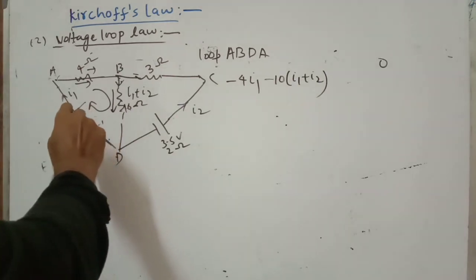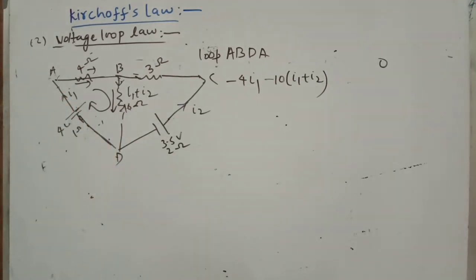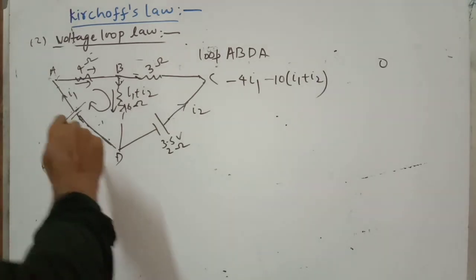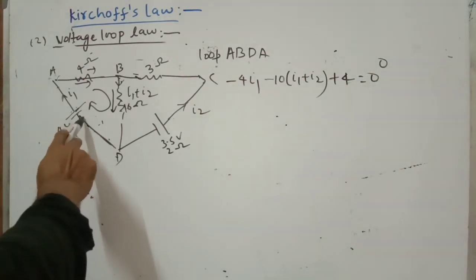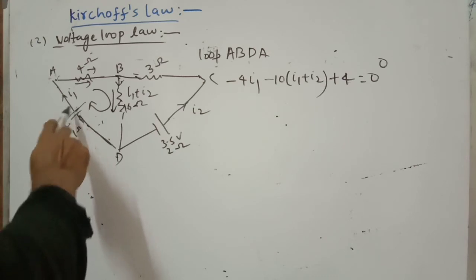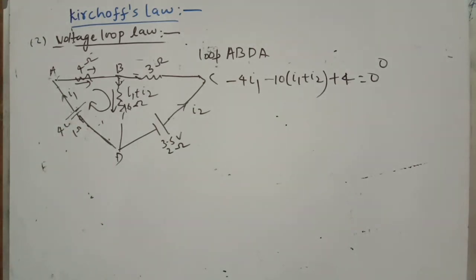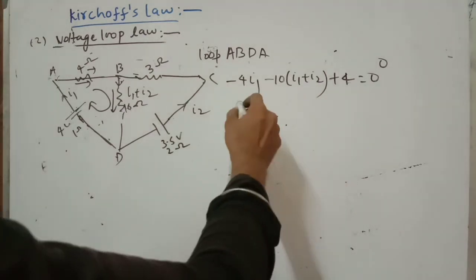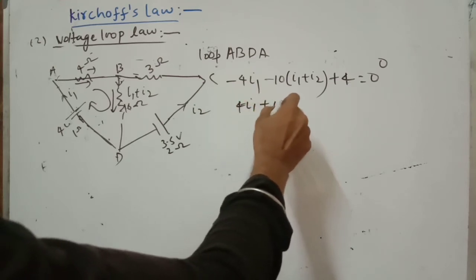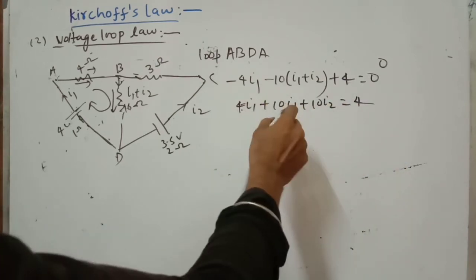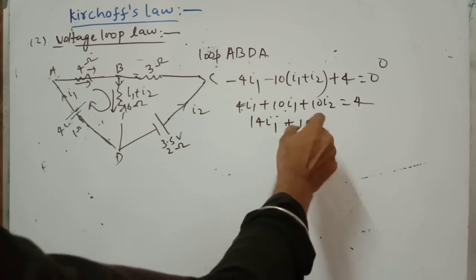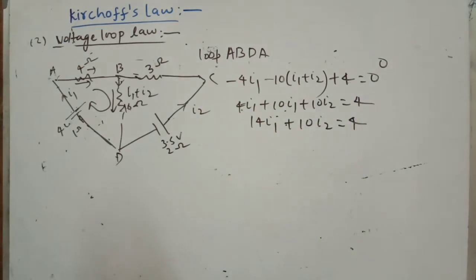Now your considered direction passes through the negative plate to the positive plate, right? So that means here the potential difference is plus 4, equal to 0. As already told, when the considered direction passes from negative to positive plate, the potential difference across the cell is positive. So from here you can write 4I1 plus 10I1 plus 10I2 equal to 4. So 4I1 plus 10I1 is 14I1 plus 10I2 equal to 4. Is it clear?